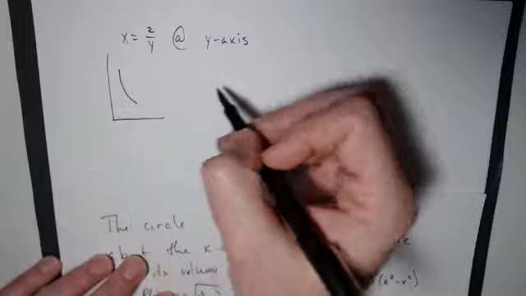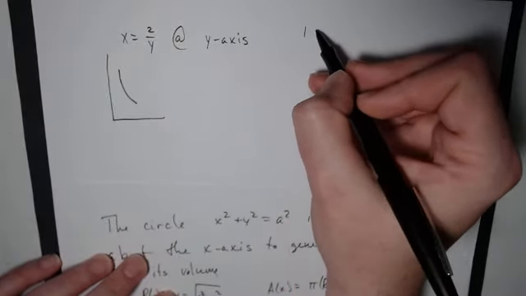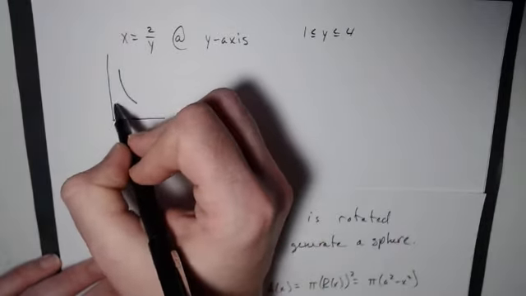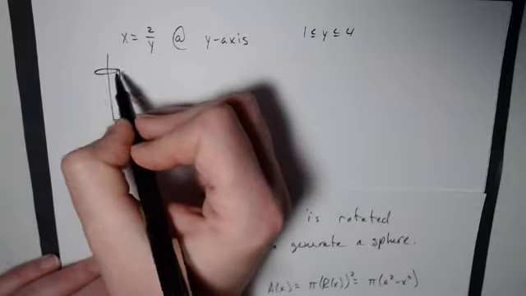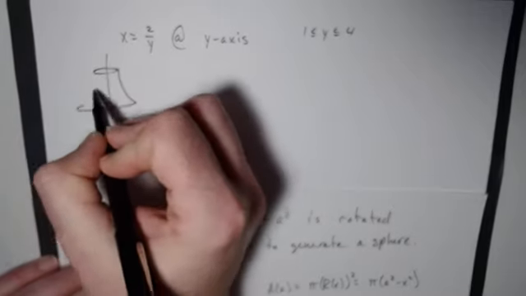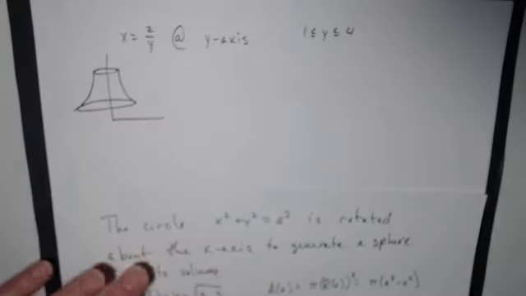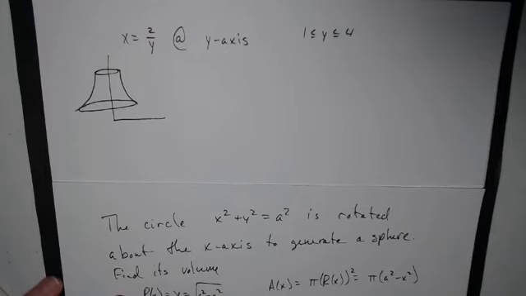There's more to it. Let's see. This is for y between 1 and 4, though. So here's y equals 1, there's y equals 4, we'll say. And when I rotate that around the y-axis, I get this little planetarium sort of looking shape almost, or maybe a volcano. Let's call it a volcano today.